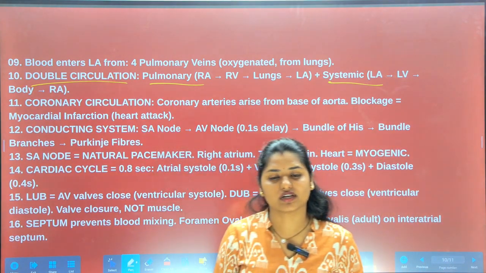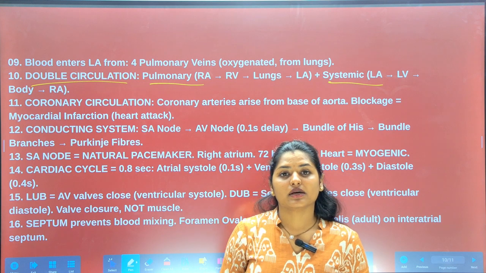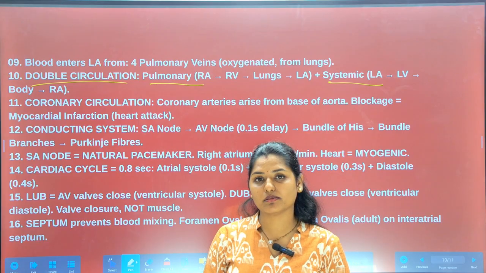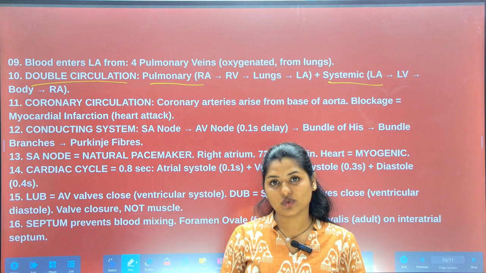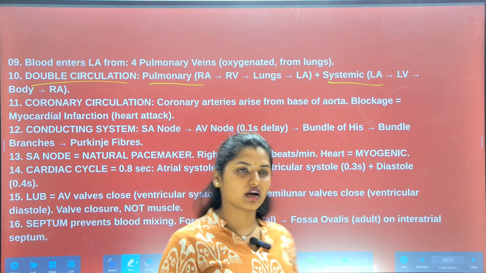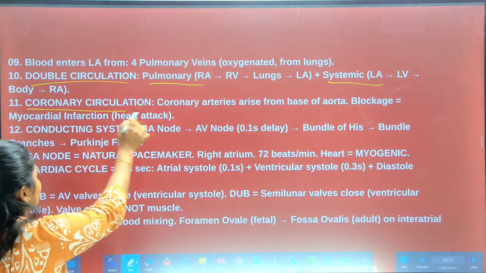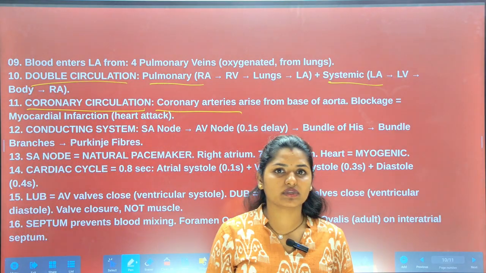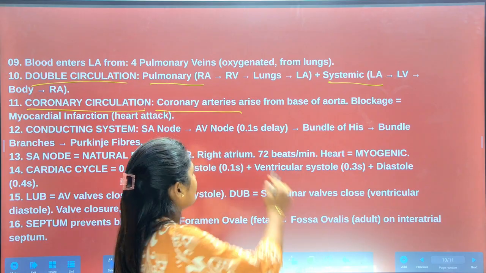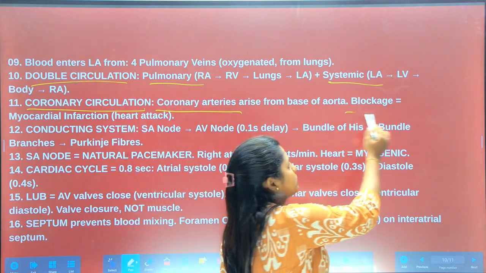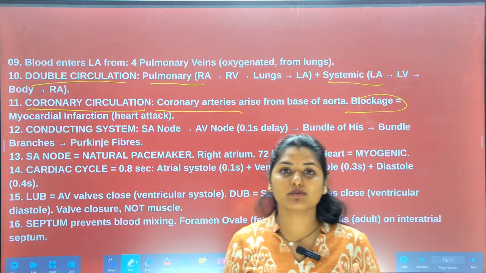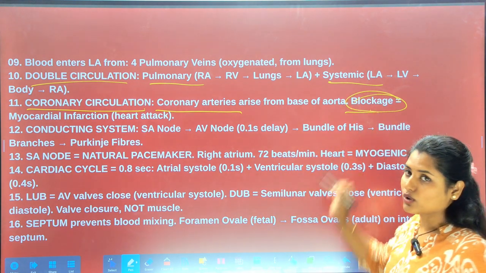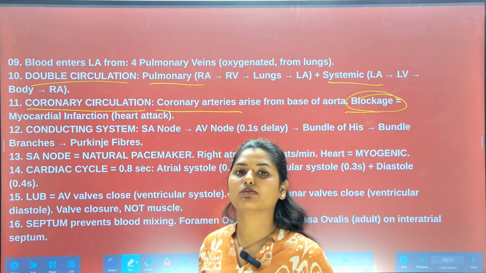Now coronary circulation. In coronary circulation, what happens? Blood transfers to every part of the body, but not the heart. So how will the heart get blood? It has its own coronary arteries which give blood to the heart itself. That circulation we call coronary circulation. At the base of the aorta we have the coronary arteries. And coming to blockage, if we have any blockage in a coronary artery, we will get a heart attack.